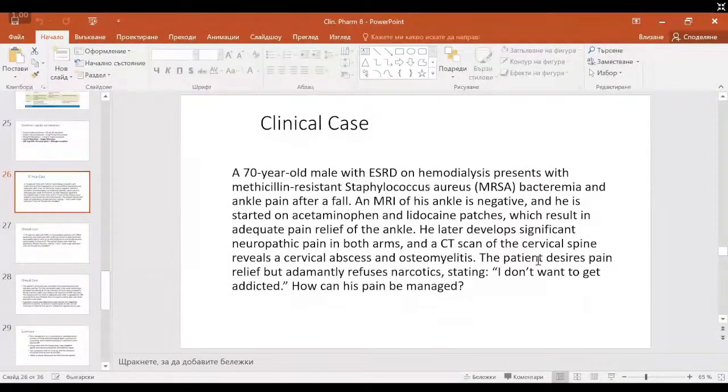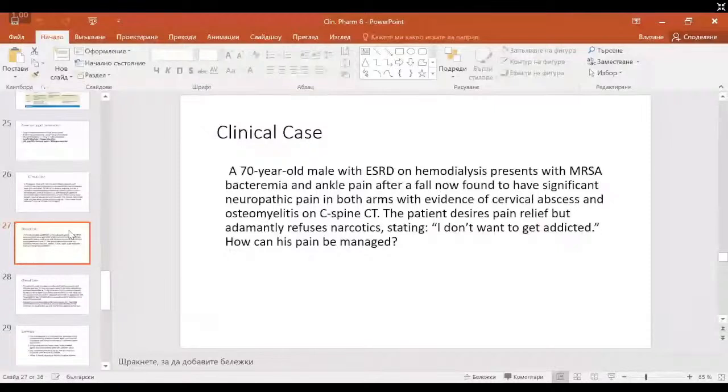So this abscess and osteomyelitis are probably due to the MRSA, because it's a highly resistant bacteria and very hard to treat. So the patient now has pain in his neck and desires pain relief, but refuses narcotics. So he doesn't like to get strong opioids because he doesn't want to get addicted. And how can this patient be managed? What can we do about his pain? Well, it's actually a hard question. It's not only pharmacologic, but it has ethical issues too.